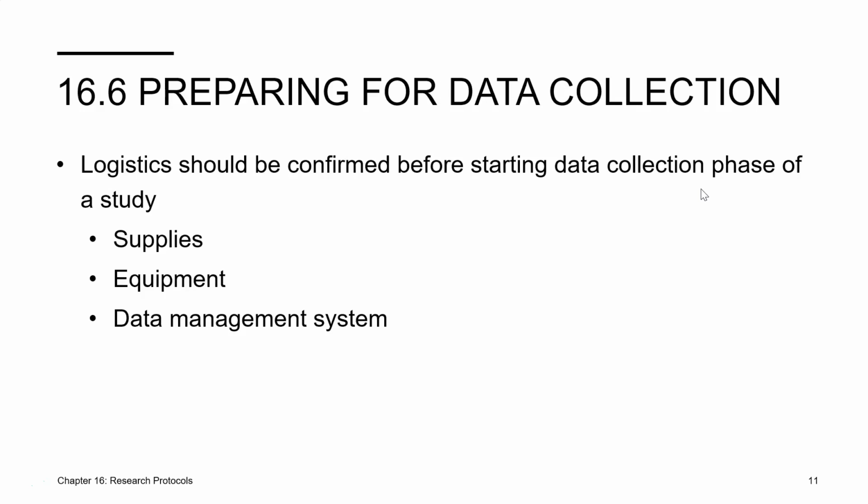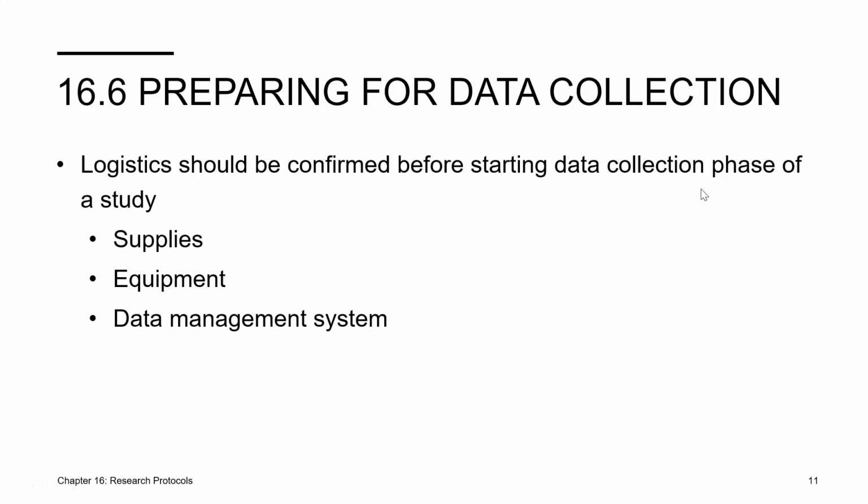Section 16.6 covers preparing for data collection. So once you have set up your timeline, you have your measures set up, you know what you're going to ask in a survey, say, or what data you're going to collect from participants or from previous articles, then the logistics should be confirmed before starting your data collection process. You want to come up with this plan for data collection.